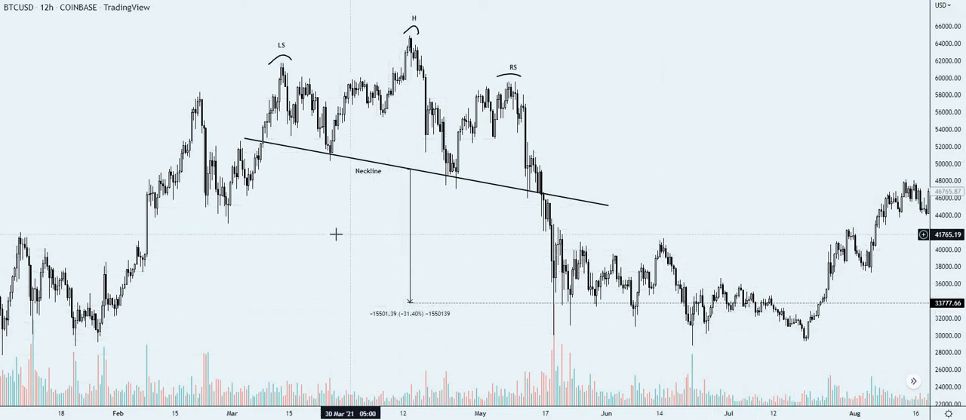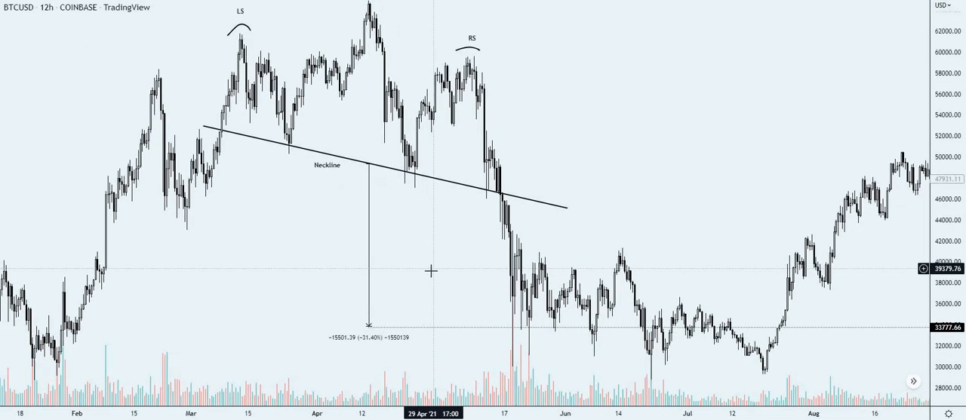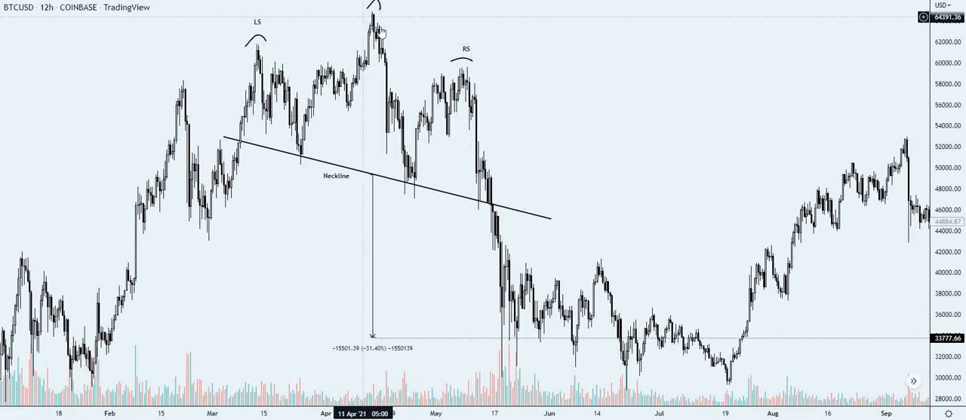So long story short: left shoulder, head, right shoulder, diagonal neckline intact, broke it, key pivot, target is a clone of the height of the head, okay?